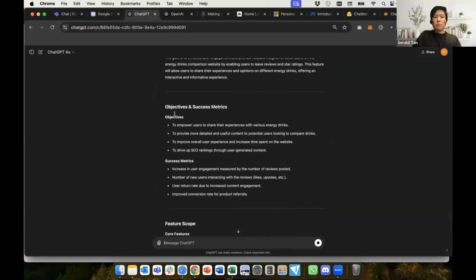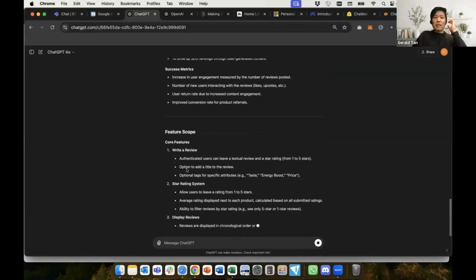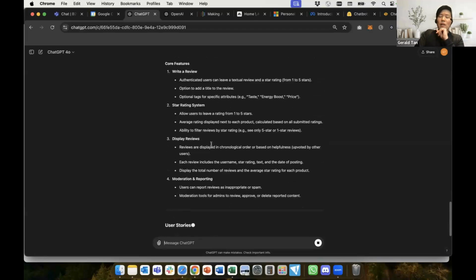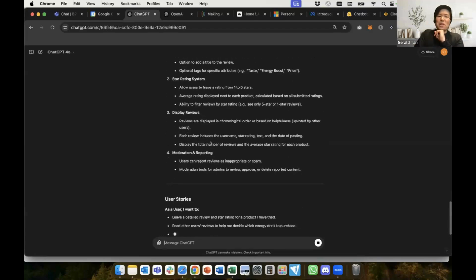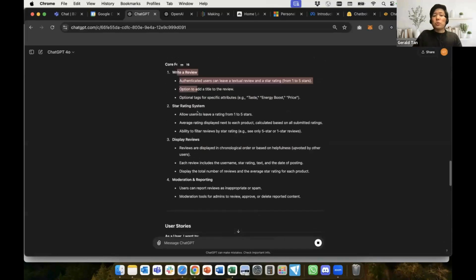So it gives me the objective, success metrics, and is starting to write a feature for me. It gives me a few bullet points. Now, if you are experienced in creating star systems, you might say, oh yeah, 1 to 5 stars is good, average display makes sense, I can filter. But you can also add something to it. You can say, I would like to let the person write a review within this section, not in a different section. So you can go in and tune it, right?